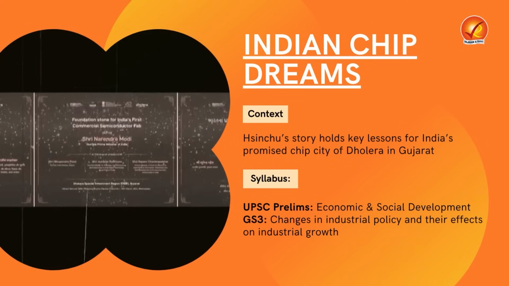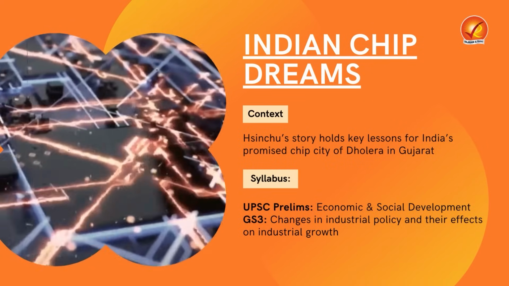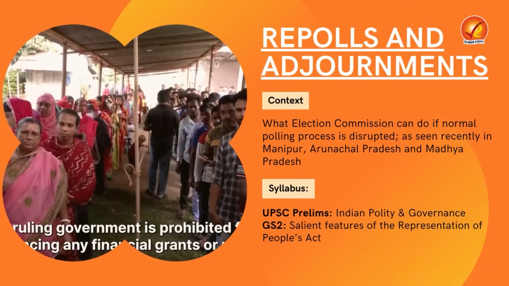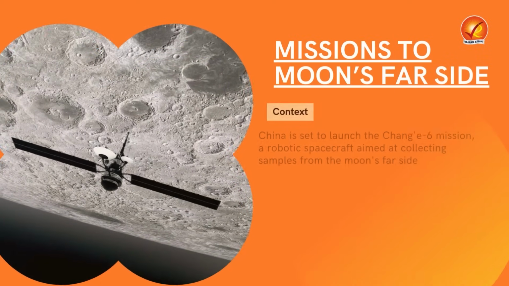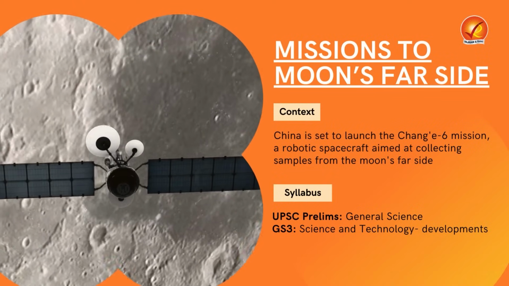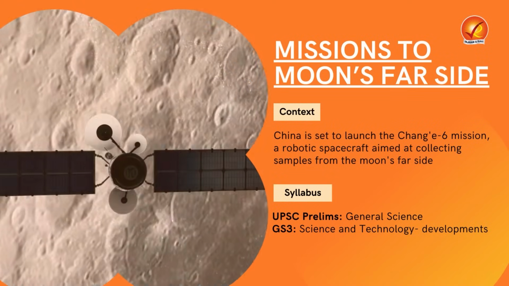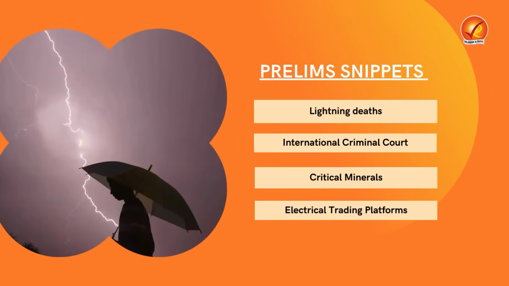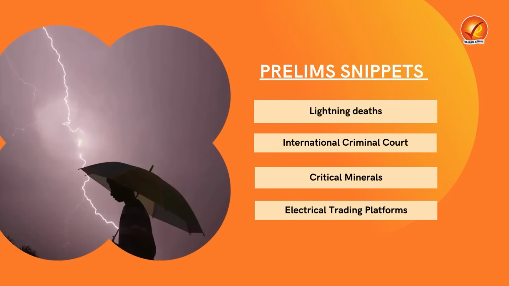In the third article, we'll be looking into the Indian aspiration for building up its own semiconductor machine and industries in India. In the fourth article, we'll be looking into repolls and adjournments of elections in the country. And finally, we'll be looking at missions to the moon's far side, and also at the various aspects of the same. And finally, we'll be wrapping up with Prelims Snippets, which is news in shorts to cover effective revision for your prelims examination, which is upcoming soon.